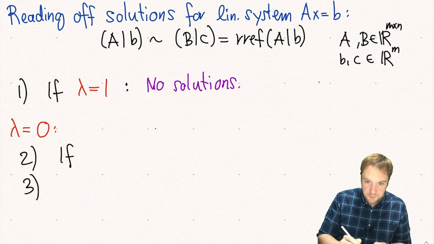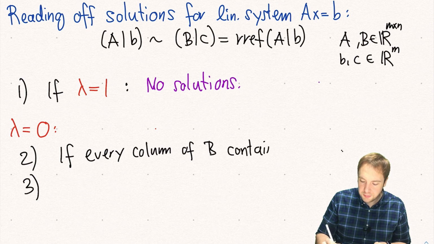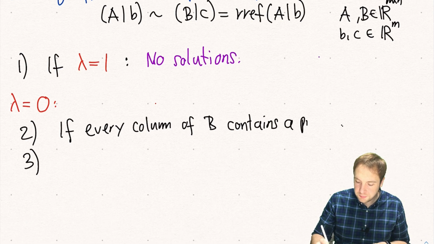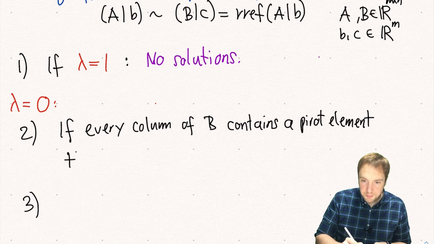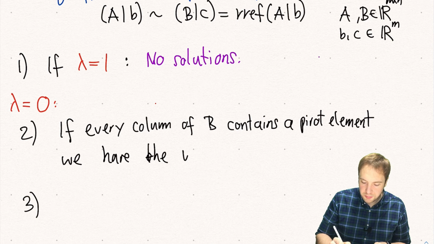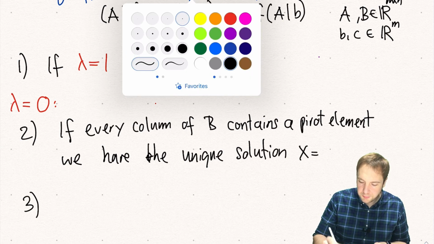So the statement is: if every column of B contains a pivot element, then we have the unique solution C equals this C prime.